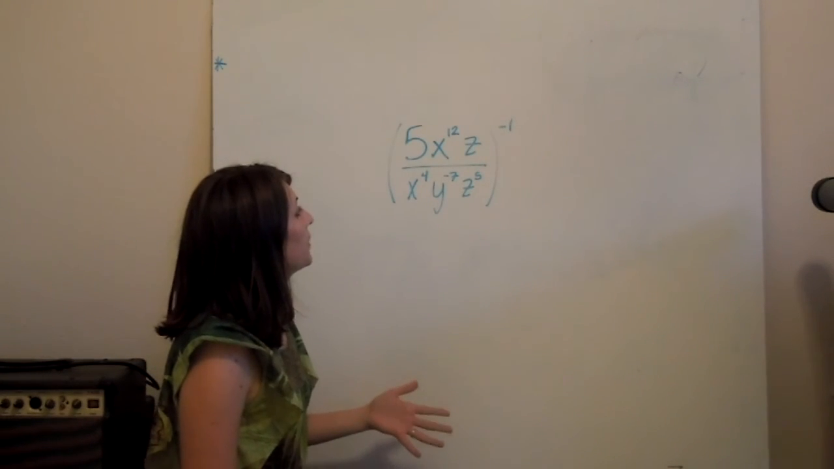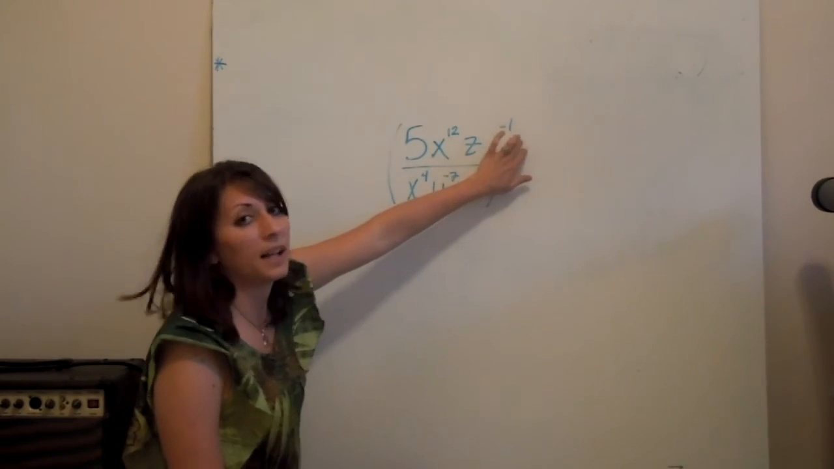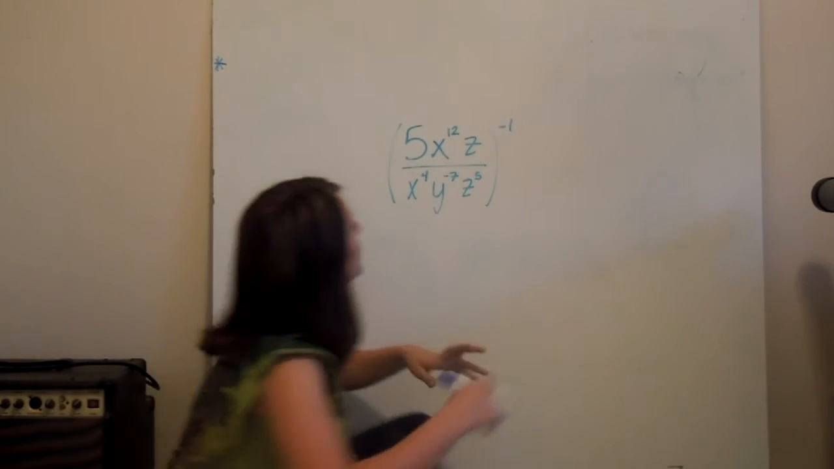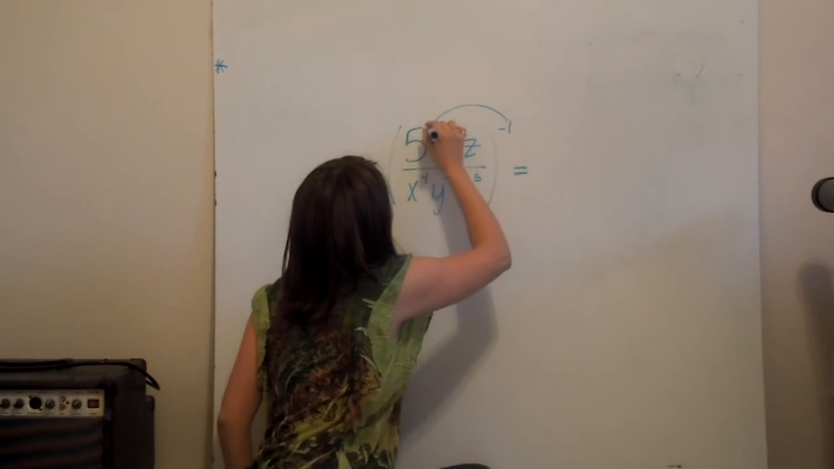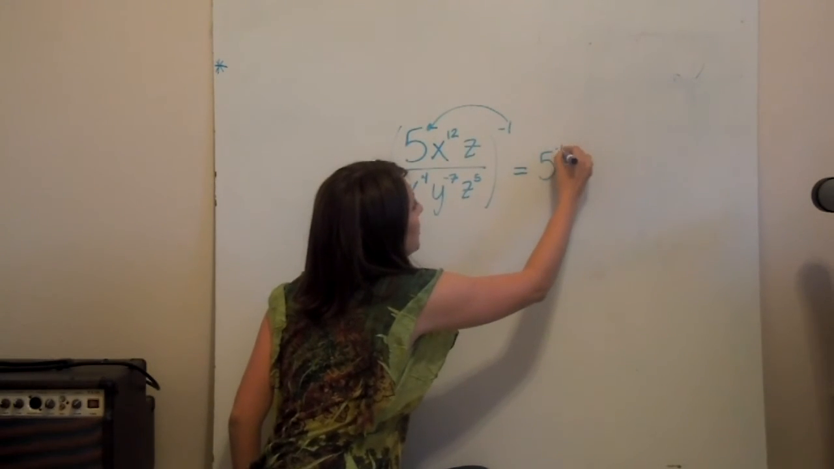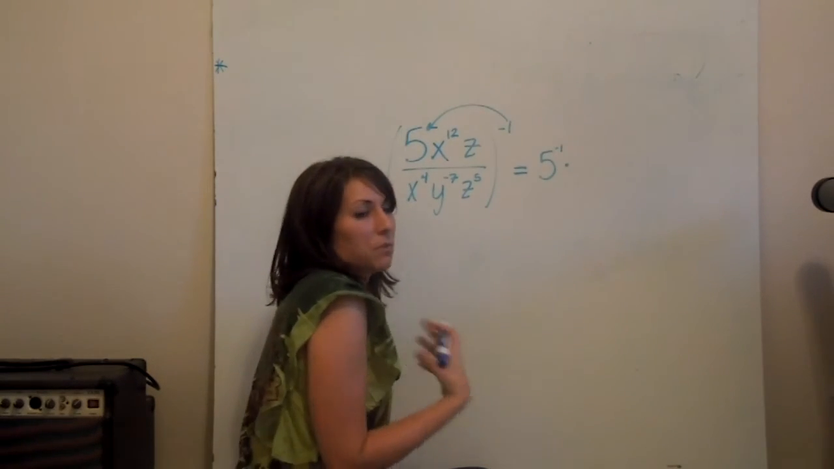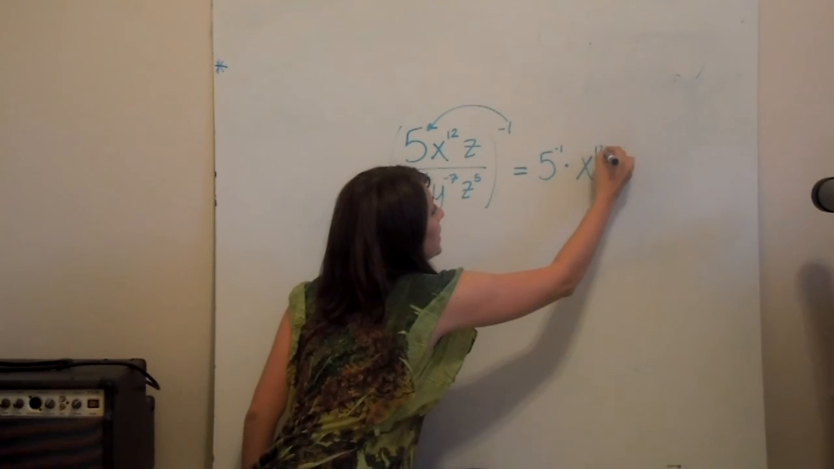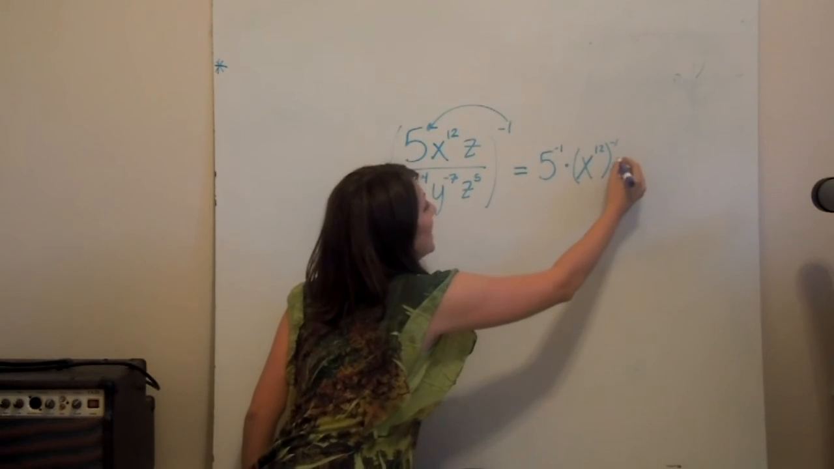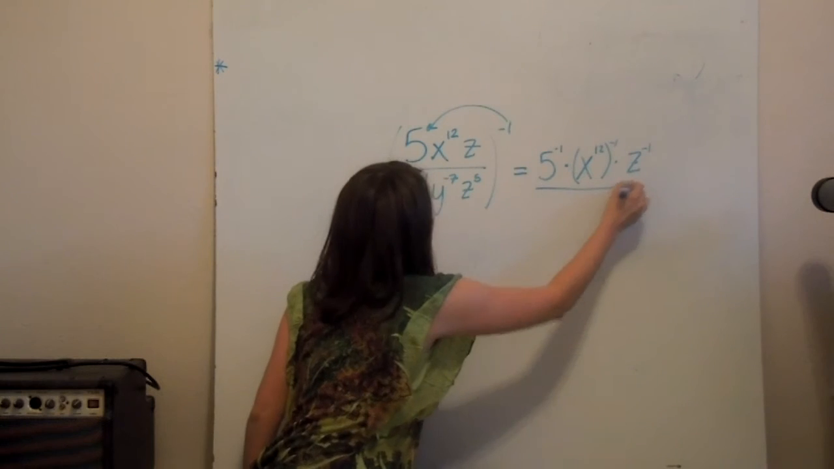All right, so first thing first, I like to distribute my exponent out here and then see what I'm working with. So I'm just going to rewrite everything with that negative 1 exponent. So I'm going to apply it to the 5 to the negative 1 power. And I like to put my little dots in there for multiplication. Just for me, it helps me to separate them a little bit better. So I have x to the 12th power raised to the negative 1 power, and z to the negative 1 power. That's the numerator.